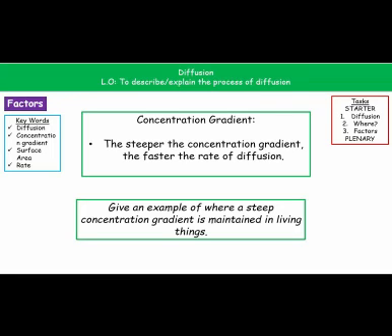So in terms of our concentration gradient, then we see this pattern. The steeper the concentration gradient, the faster the rate of diffusion. Now, what that means is that if there's a bigger difference between the 2 sides of that membrane, so one's got a really high concentration and the other really low, then diffusion happens quicker. And again, I'll just give you about 30 seconds to jot down an example of where we're maintaining this steep concentration gradient in living things.